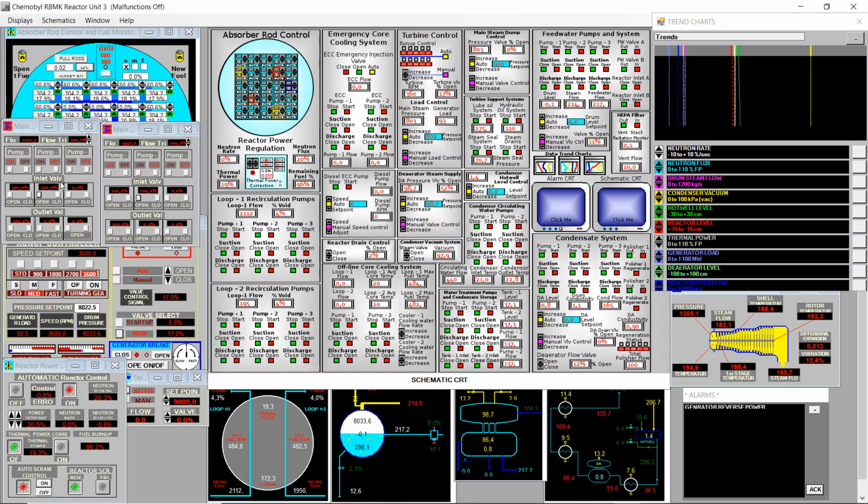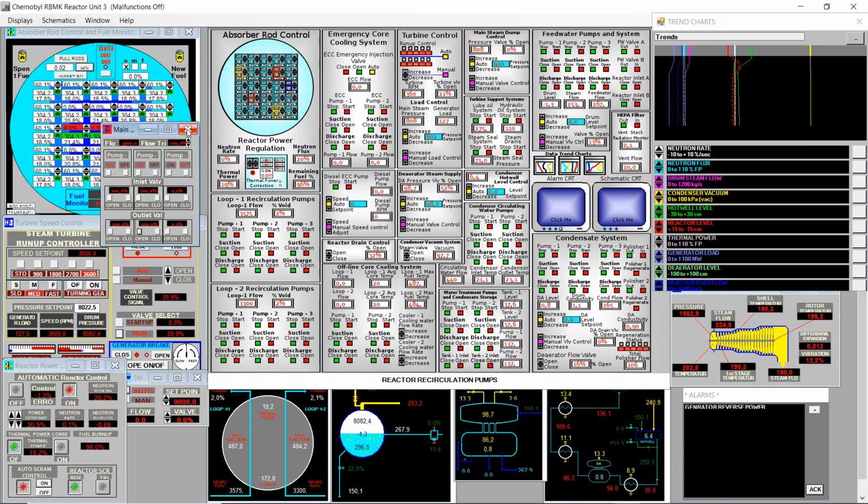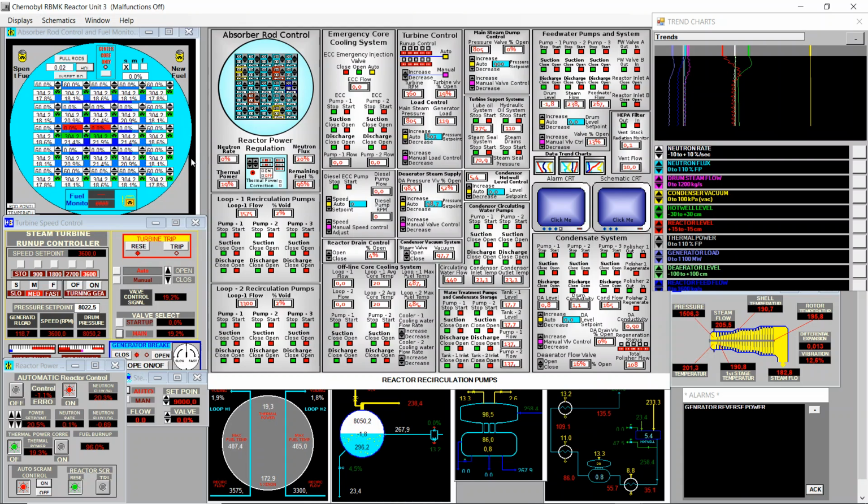Okay, this is open. I will turn on the second pump and open the outlet valve. And you see the voiding was 4% now. By opening the second pump, we will decrease this voiding, and this will decrease reactivity. Perfect. And now we can increase power.